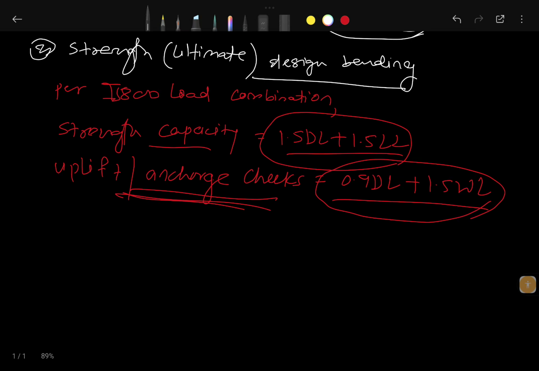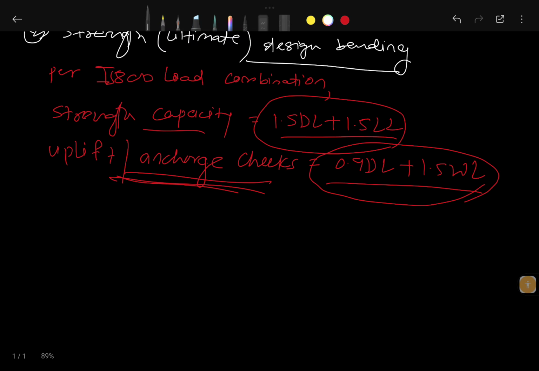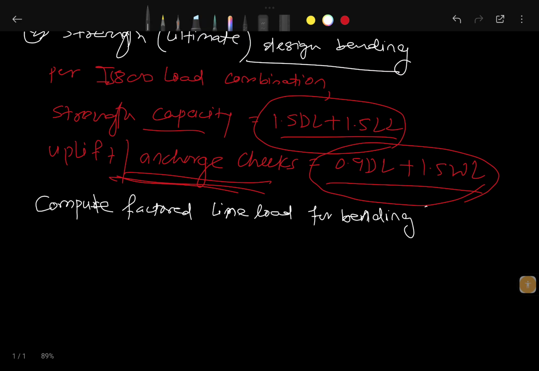Now compute the factored line load for bending strength.